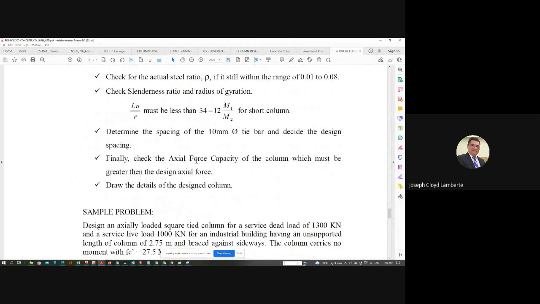Finally, check the actual force capacity of the column, which must be greater than the designed axial force. Pwede na nang dili actually, pero pwede ra pod ninyo i-check. Because kabalo naman ta nga nag-round up man ta sa atong gross area, nag-round up sa ta sa atong steel area. So probably ang atong capacity is greater than the load force. And then draw the details of the design column.